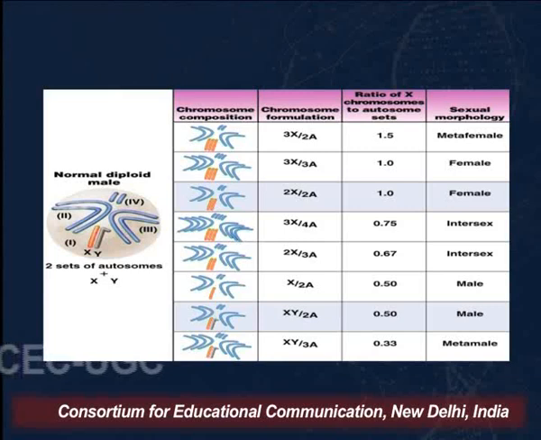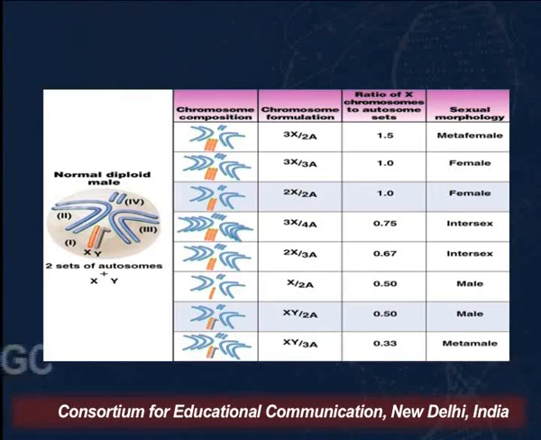If it is 0.67, it is still an intersex. But the moment this ratio reaches 0.50, that means X by A ratio is 1 by 2, then it becomes a male. The ratio again is a male at 0.5. The moment the ratio is below 0.5, then it becomes a super male or a meta male.